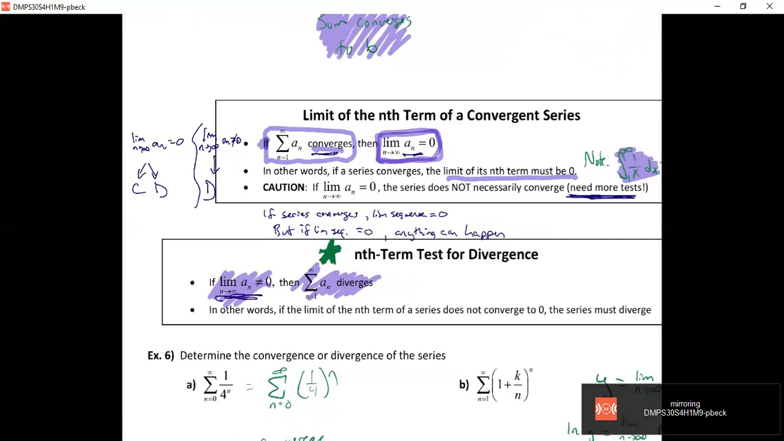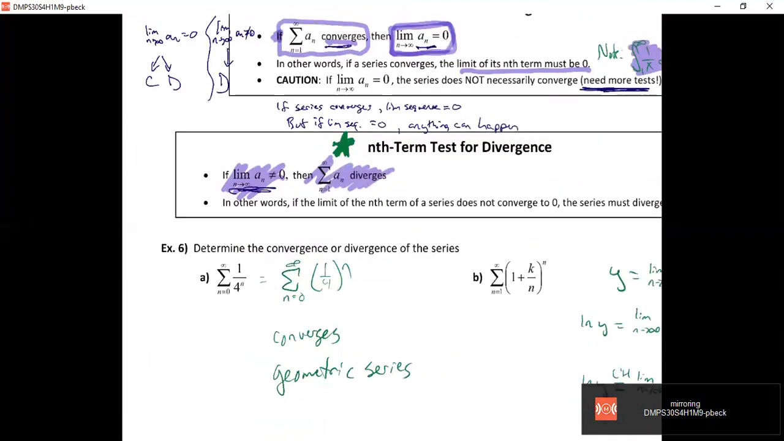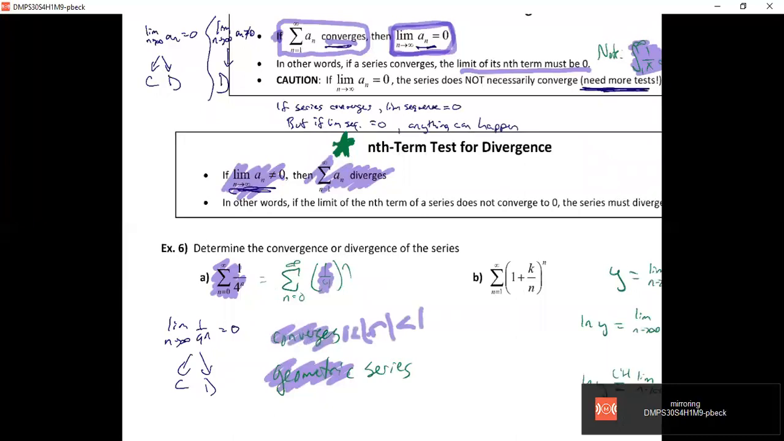So moving right along, let's take a look at this situation. The sum of 1 over 4 to the n. First of all, what's the limit as n approaches infinity of 1 over 4 to the n? We know this is 0, so it could converge or diverge. How do we determine if it converges or diverges? We need some extra information. This is a geometric series, and because the absolute value of the ratio is between 0 and 1, we know it's going to converge.